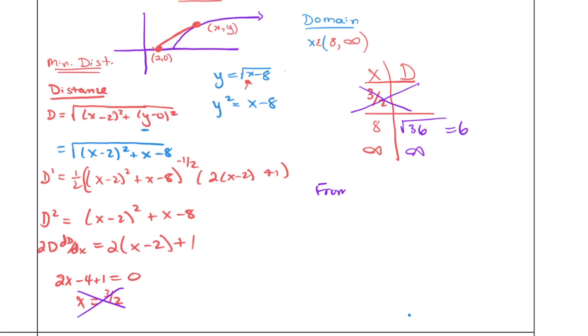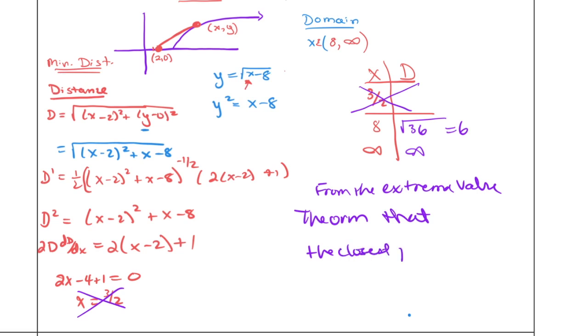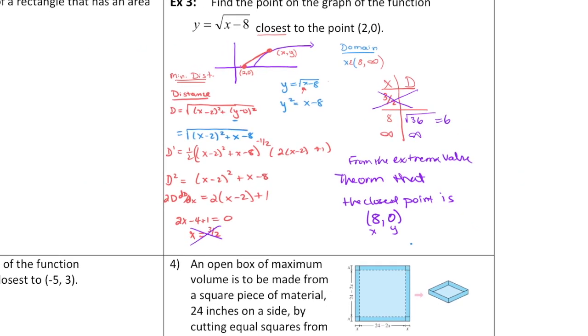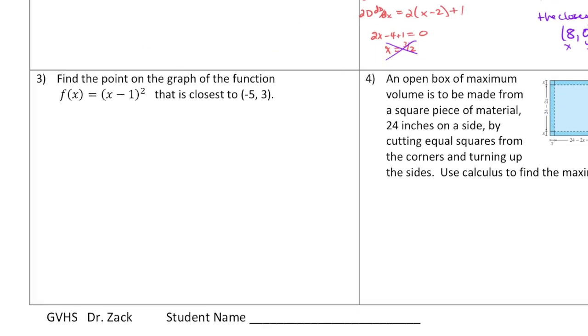So from the extreme value theorem, we know that the minimum, the closest point, that's good, is 8. Now be careful, it's not (8, 6), it's (8, 0). Substitute it back into the y value. So use your endpoints. You have to check endpoints as you do each of these problems.